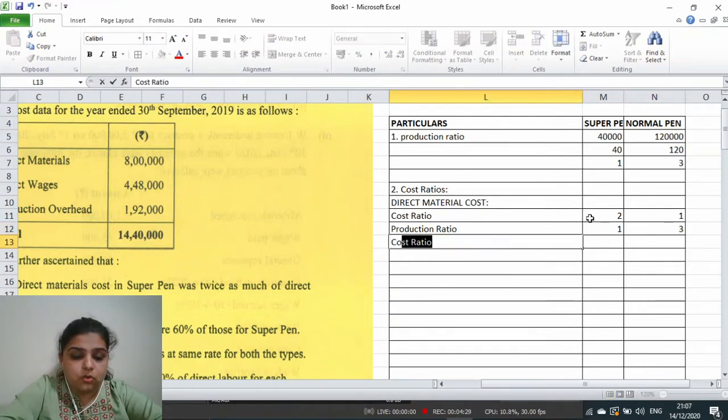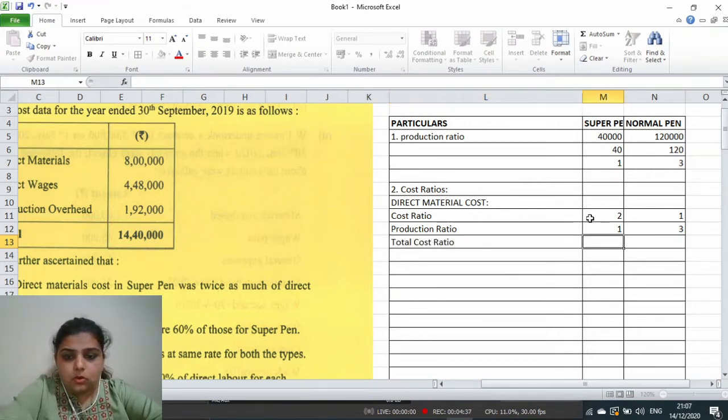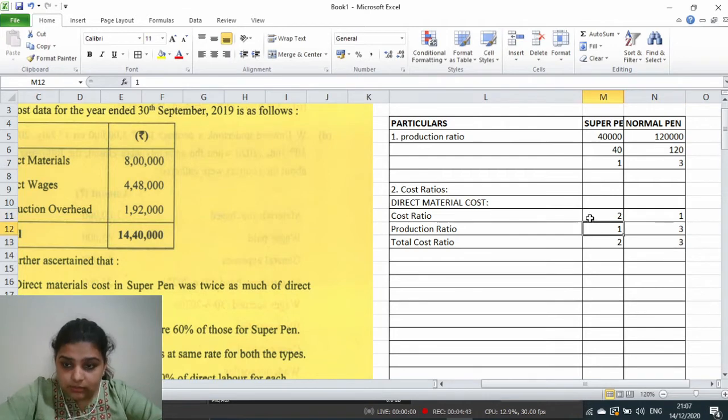So my cost ratio or total cost ratio would be 2 into 1, that is 2, and here 3. How did I get this? It means 1 unit here is using rupees 2. Till the time super pen is using 2 rupees, normal pen is using 3 rupees. So the total cost ratio would be 2 is to 3.